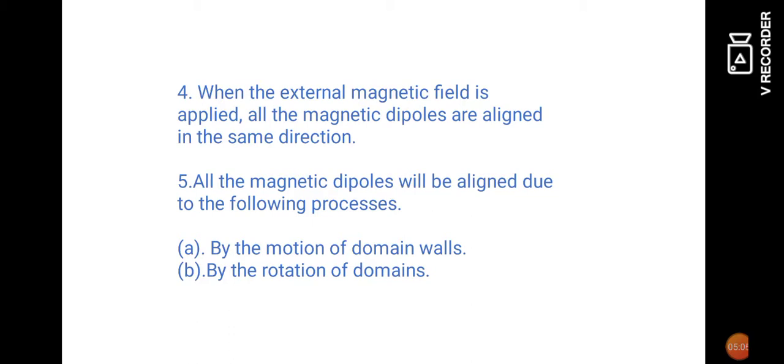Fourth point: when the external magnetic field is applied, all the magnetic dipoles are aligned in the same direction as the applied external magnetic field. Fifth point: all the magnetic dipoles will be aligned due to the following process. We have the question, how will all the magnetic dipoles be aligned in the same direction? That will happen by two processes. The first process is the motion of the domain walls, and the second process is the rotation of the domains.